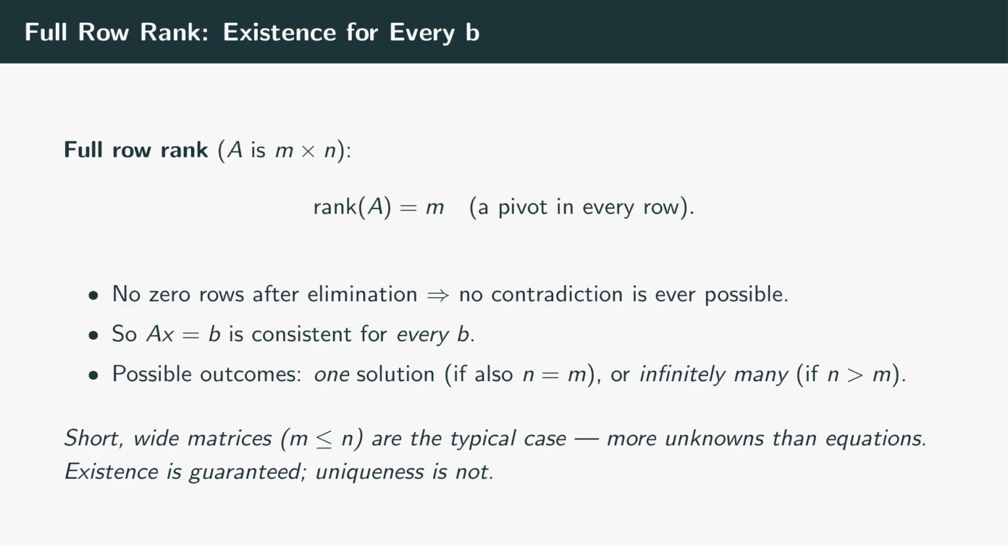This typically happens with short, wide matrices, more unknowns than equations. Here uniqueness is what is in doubt. If there are more columns than rows, some columns get no pivot, those are free variables, the null space is bigger than just 0, and so there are infinitely many solutions. The only way to also get uniqueness is if the matrix is square, with a pivot in every row and every column at once. So under full row rank, the outcomes are either exactly one solution, when the matrix is square and full rank, or infinitely many.